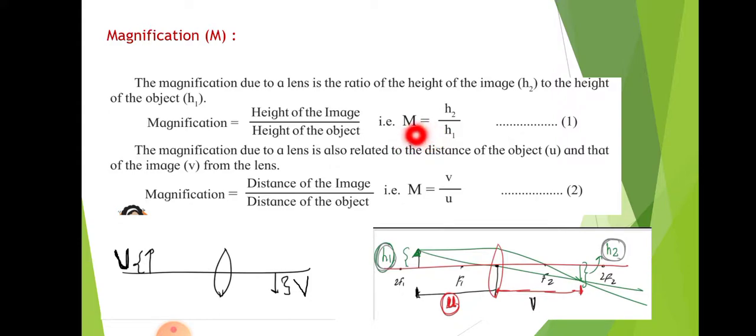And the magnification due to the lens is also related to the distance of the object, that is u, and that of the image, that is v. So magnification is equal to the distance of the image, where the image is formed, v, divided by the distance of the object, measured as u. So m is equal to v upon u. Okay, so these are the two formulas of magnification.